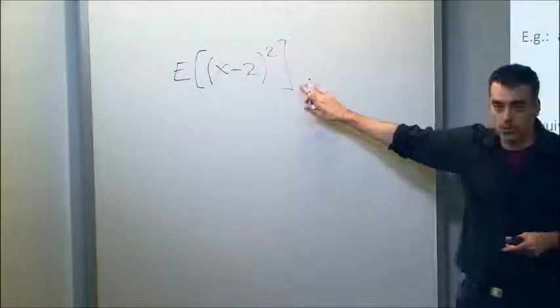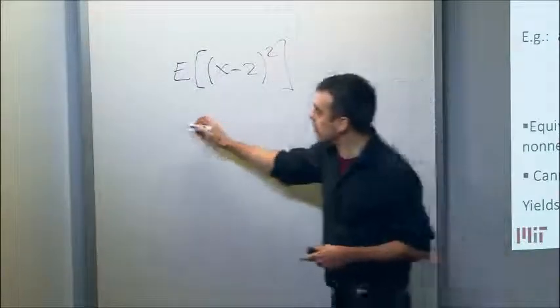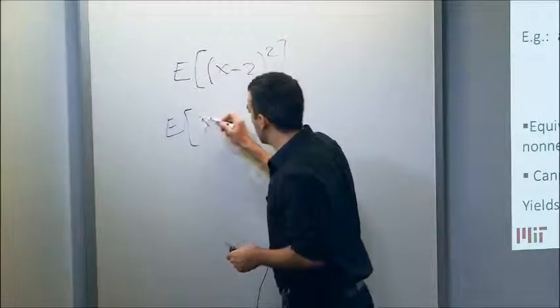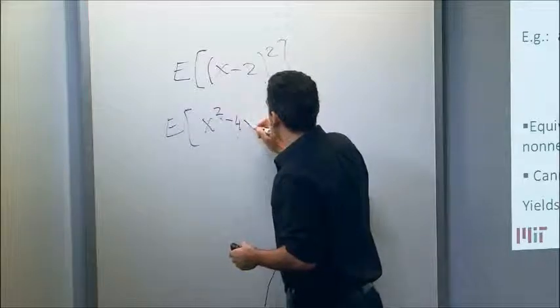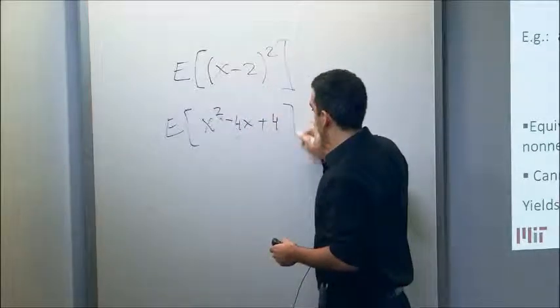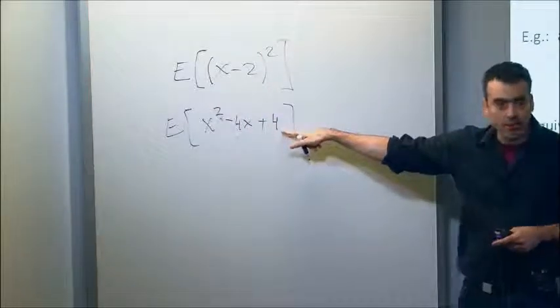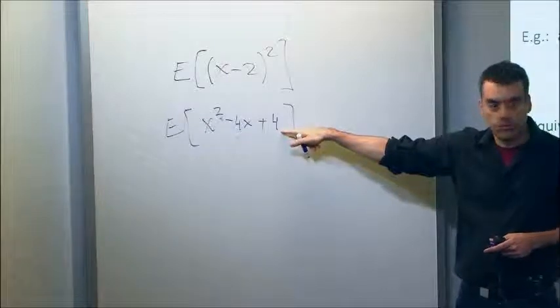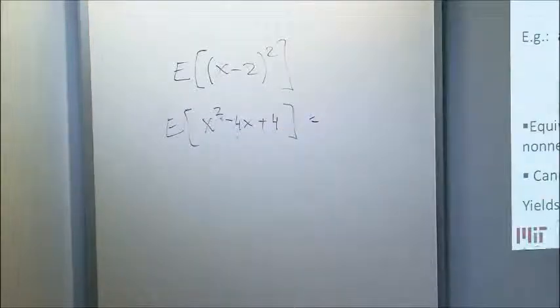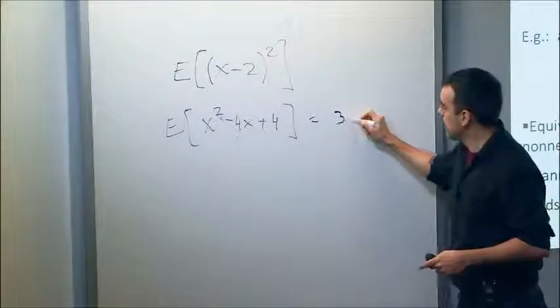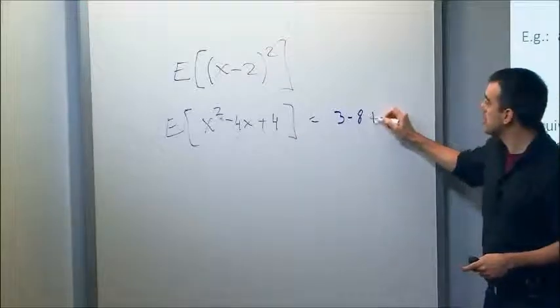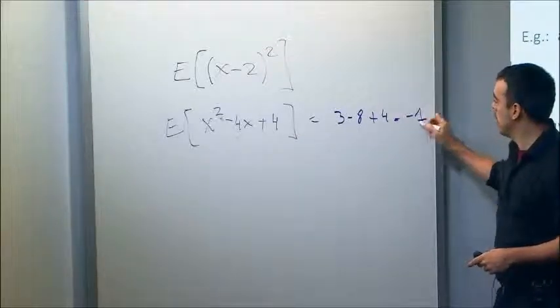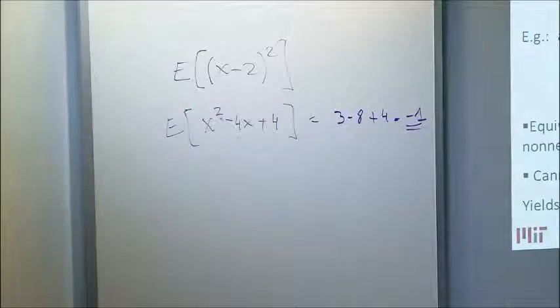Right? And let's compute what this is going to be. By expanding this, I don't even know how to expand the square. So this is minus 4x plus 4. Then I can use linearity of expectations in here, right? Because I know that the expected value of x squared is going to be equal to 3. The expected value of x is going to be equal to 2. So this is minus 8 plus 4, and this is minus 1.